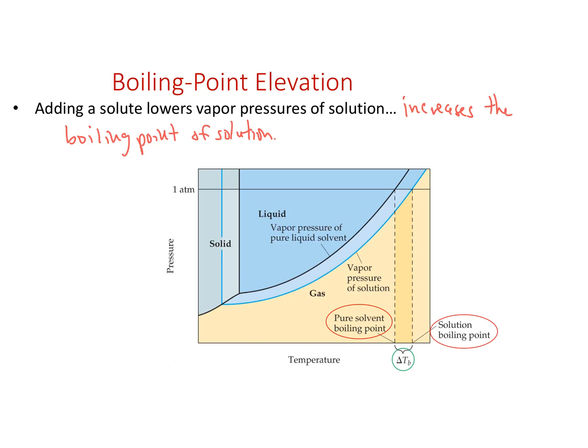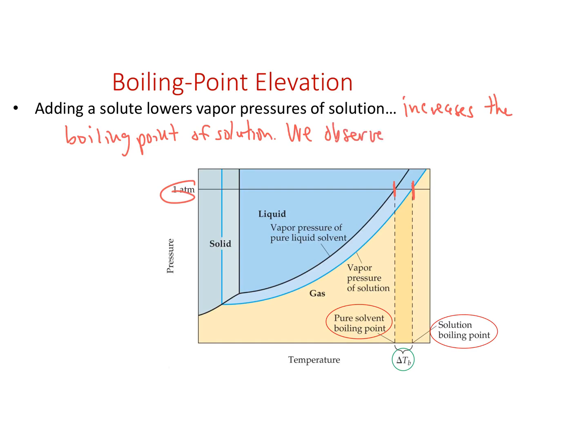So we add that impurity, we add that solute to solution. It increases the boiling point by decreasing vapor pressure. And so here's my original boiling point. I add that impurity. Here's my new boiling point. Right at 1 atm pressure, I'm going to have to heat that sample a little bit higher, right, to now reach that boiling point.